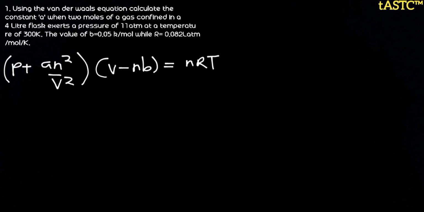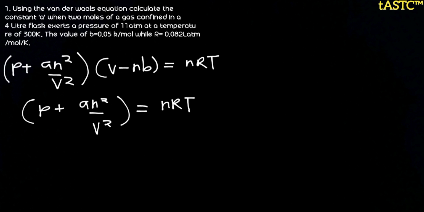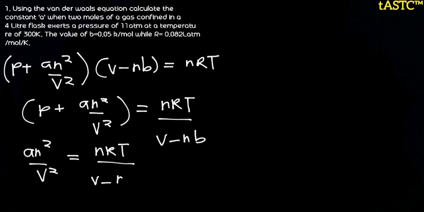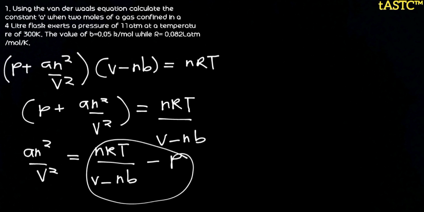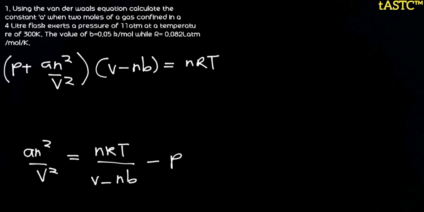So the first step we're going to take, we need to take this to the other side. So that will be P plus AN squared divided by V squared, and that is going to be equal to nRT divided by V minus NB. Now, AN squared divided by V squared is going to be equal to nRT divided by V minus NB, and this will be minus P. So we're going to plug all the parameters into these variables and find what they are going to give. So I'm going to wipe these out and work this stuff here.